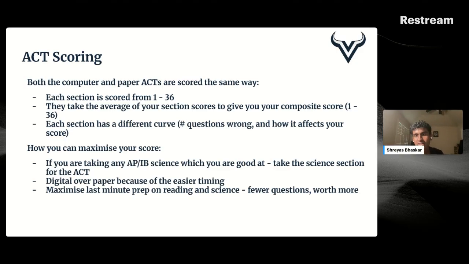Another thing is digital over paper because of easier timing. I'll go over this later with actual numbers, but this is definitely the case. And to maximize your score, maximize last minute prep on reading and science because it's fewer questions, but it's worth more. Reading and science are 35 and 40 questions respectively. There's fewer questions, right? But it's worth more because every section is counted equally. So if you can maximize your reading and science scores, it can pull up the rest, which is what happened with my ACT.